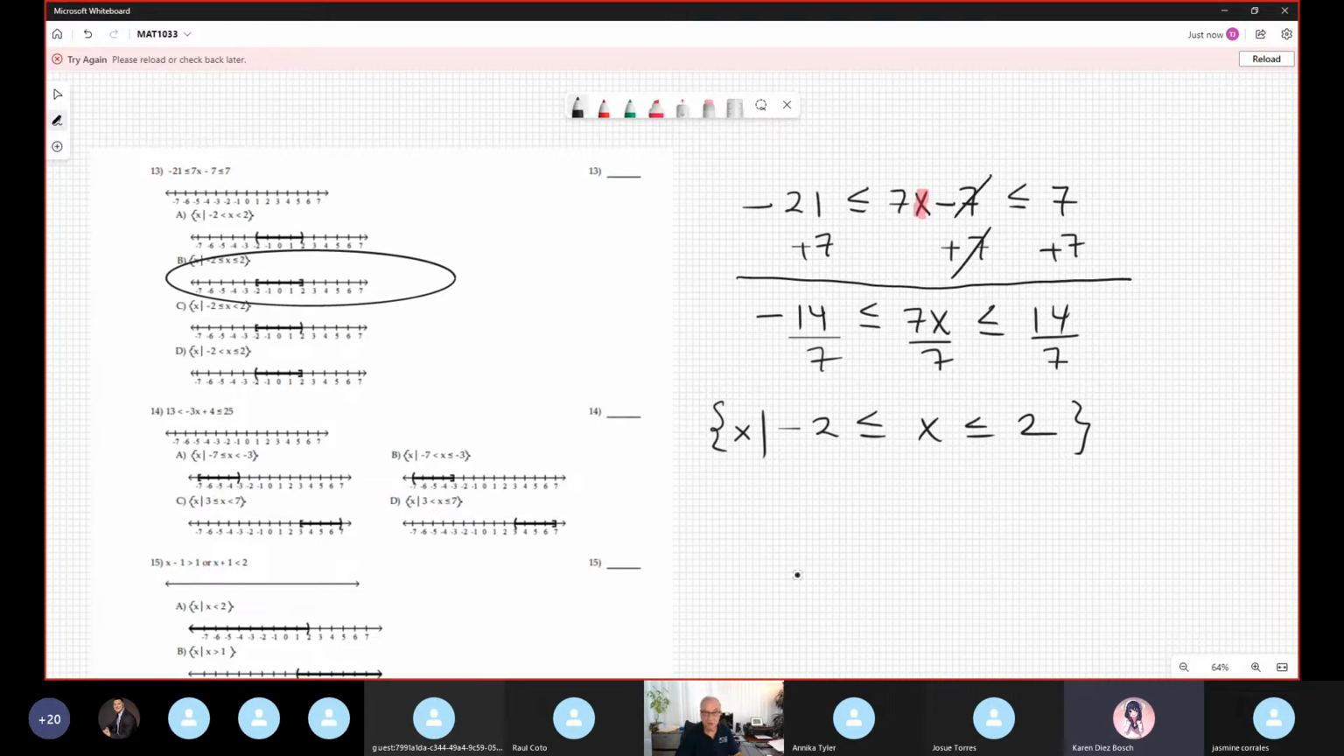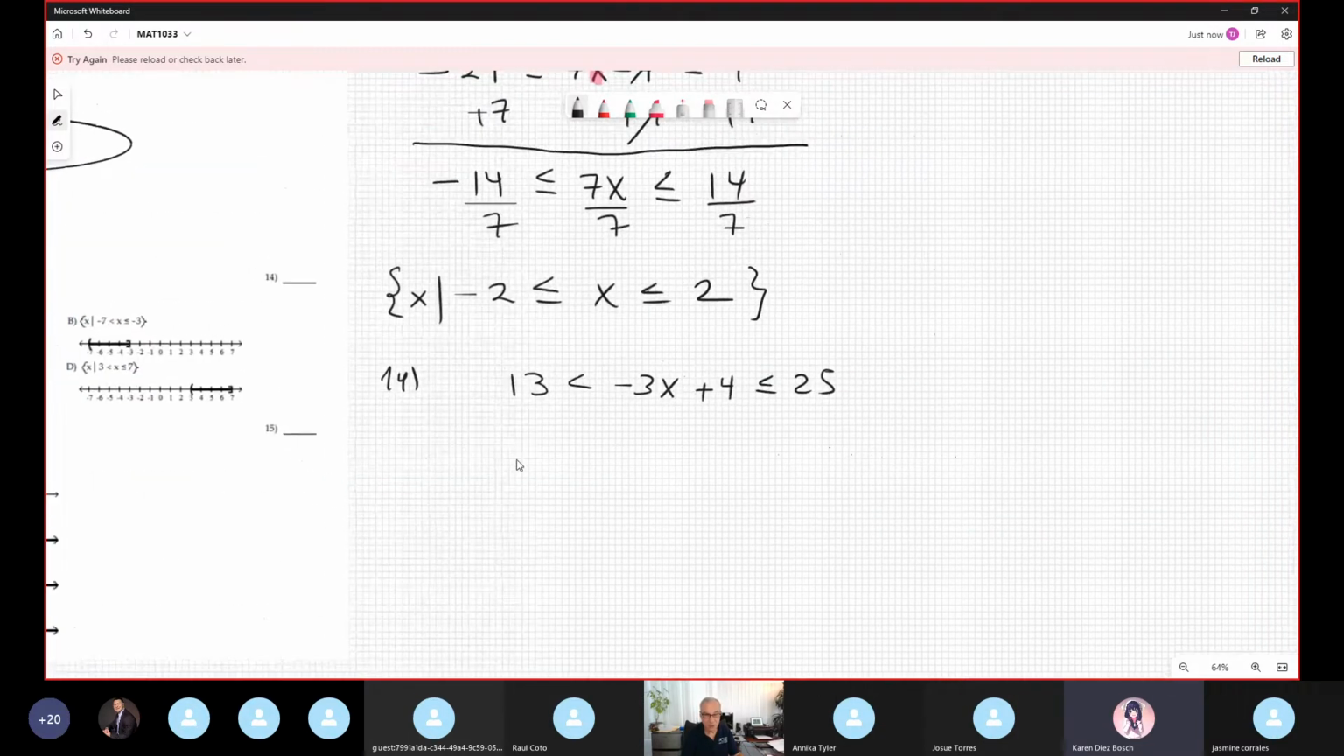One more example. This is 13. Now 14. 14 is similar. Look, at 13 less than minus 3x plus 4 less than or equal to 25. What should I do? This is a three-part inequality. And for a three-part inequality, not necessarily separate.